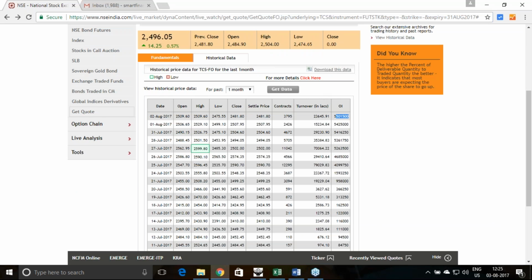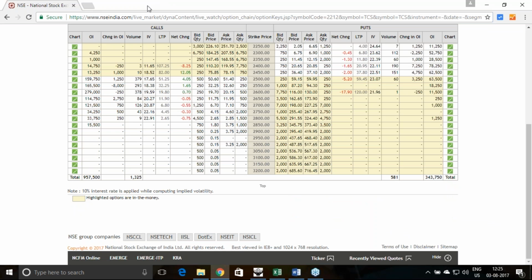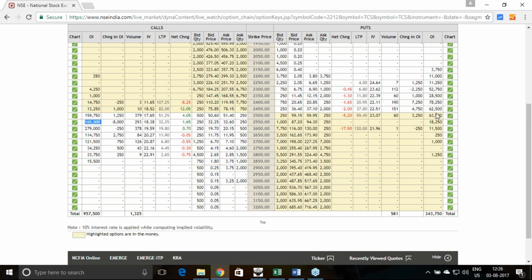Then we will go to the option data and get some information from there. Focusing on the option data, I am getting the 2600 call option with the highest open interest, so it will act as a resistance. The 2550 call option is next, with the second highest open interest, and this also will act as a resistance. Coming to the support side, 2400 has the highest open interest, so this may act as a support, and the second highest is 2500, so this is also going to act as a support.